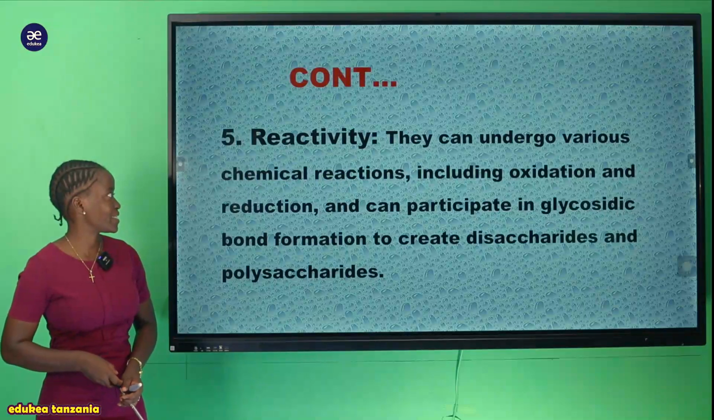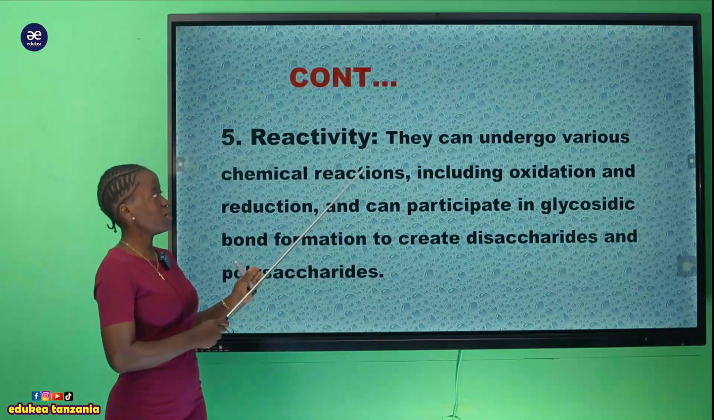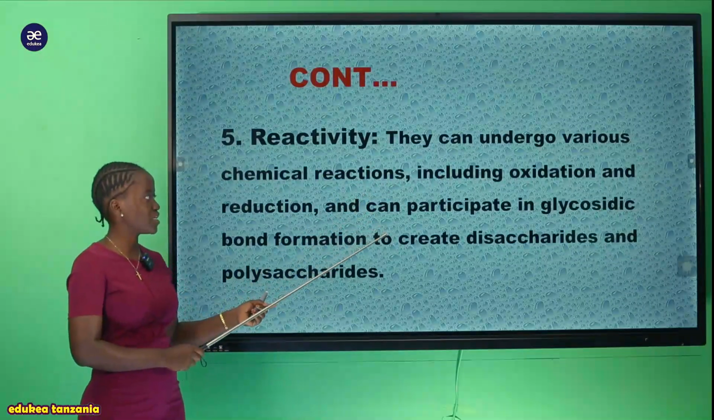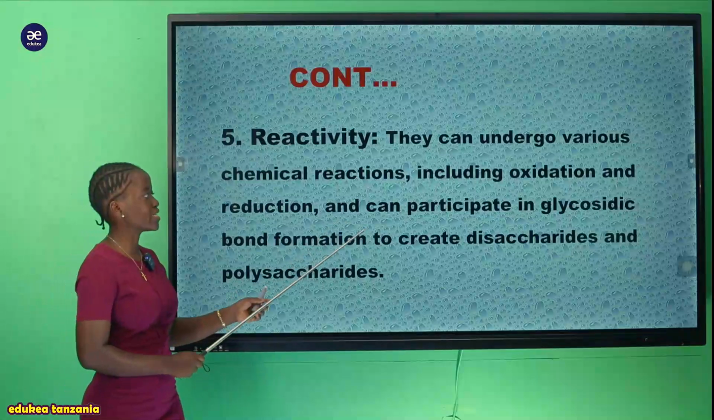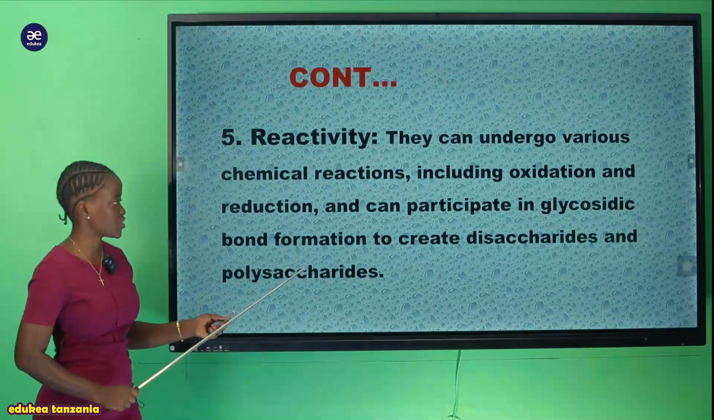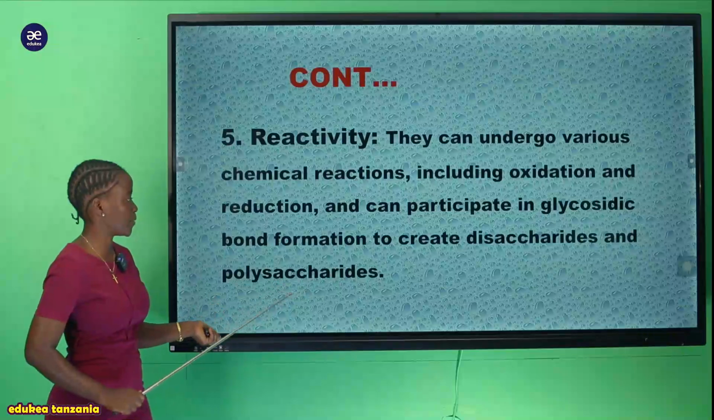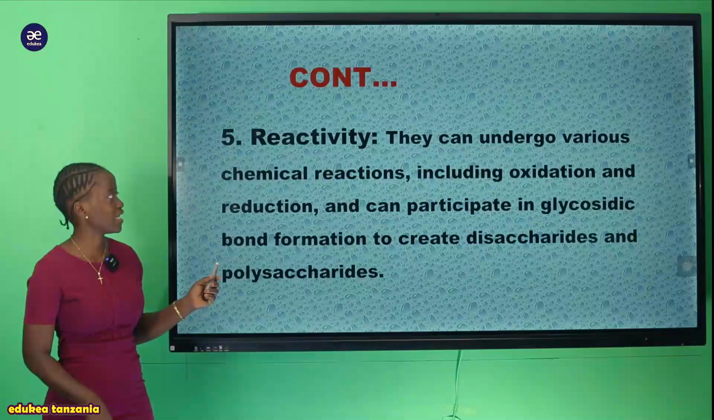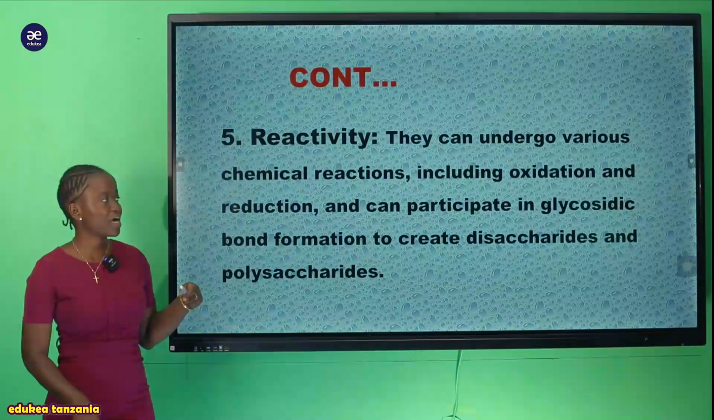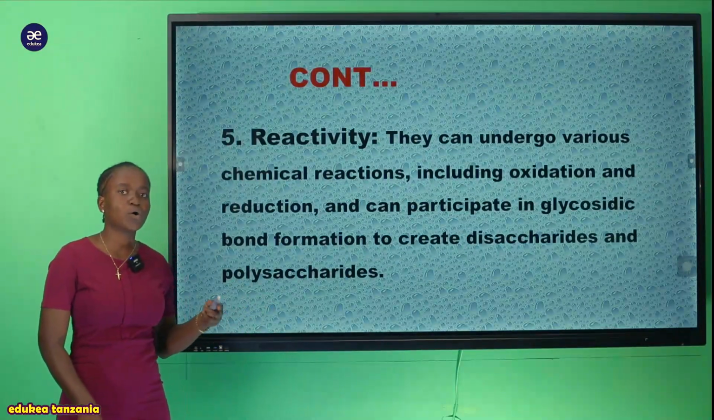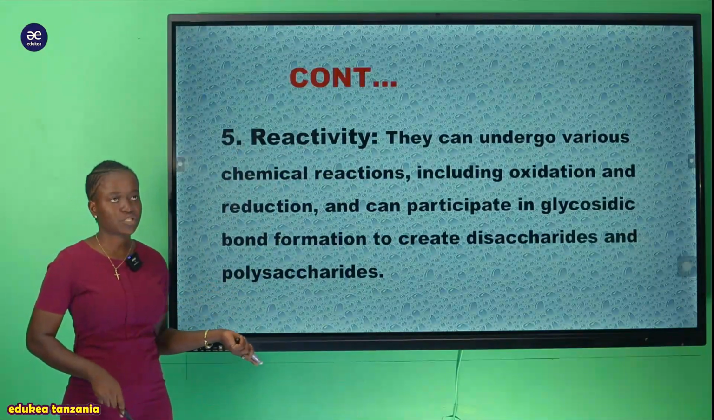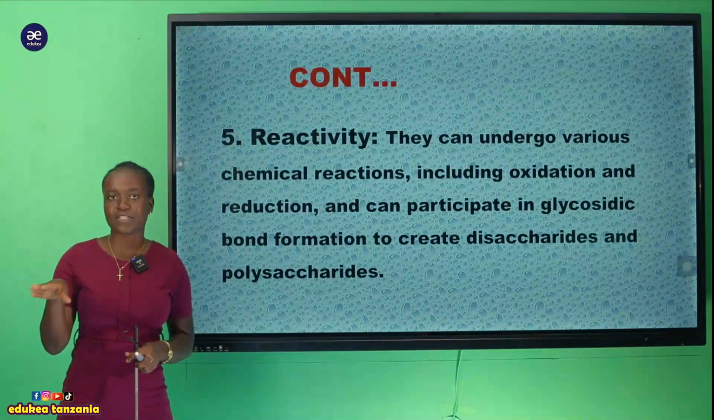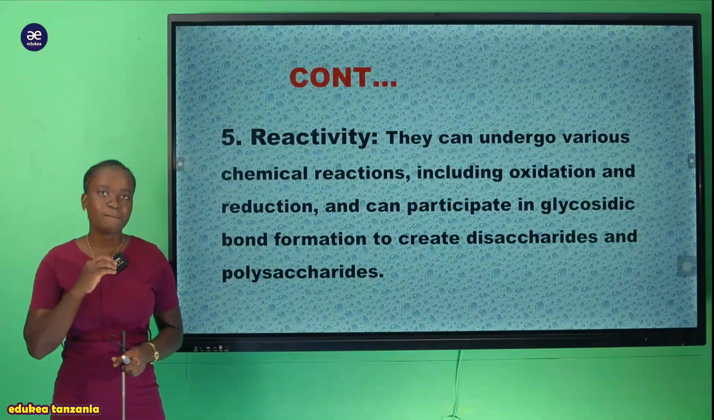Another property is the reactivity. So these carbohydrates, which are monosaccharides, can undergo various chemical reactions including oxidation, reduction, and can participate in glycosidic bond formation to create disaccharides and polysaccharides. Looking at the reactivity, we say that these monosaccharides tend to undergo oxidation together with reduction reactions. Thereby they tend to form glycosidic bonds. We will see how the glycosidic bond is formed in monosaccharides.